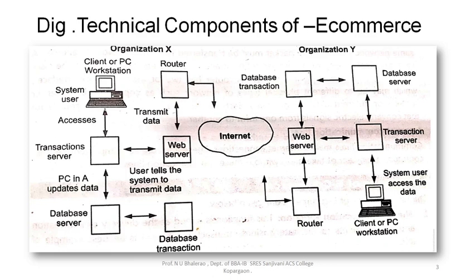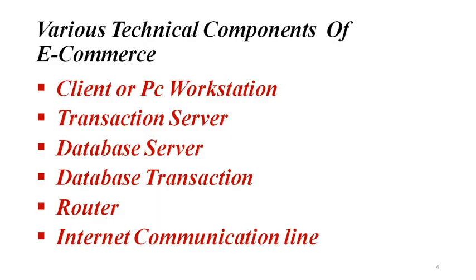It is not a technical part. We just have to understand what kind of technical elements are used to perform e-commerce. So we see them one by one. These are the various technical components of e-commerce. In the diagram we see a client or PC workstation, then transaction server, then database server, then database transactions, then router, and the basic internet communication line which is required to perform the e-commerce procedure through the internet. So we see them one by one in detail.